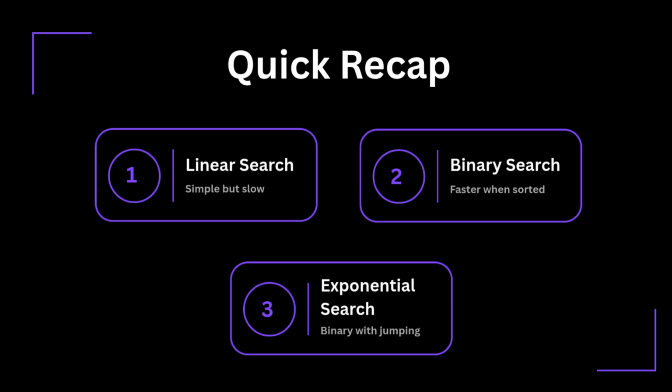So all in all, each algorithm has its own strengths. Linear search is simple and works on basically any list, but it can be slow. Binary search is much faster, but only works if the data is sorted, and exponential search builds on binary search by first using large jumps to quickly figure out where the target might be. So depending on the type of data you're working with and how large it is, one search algorithm might make a lot more sense than another.